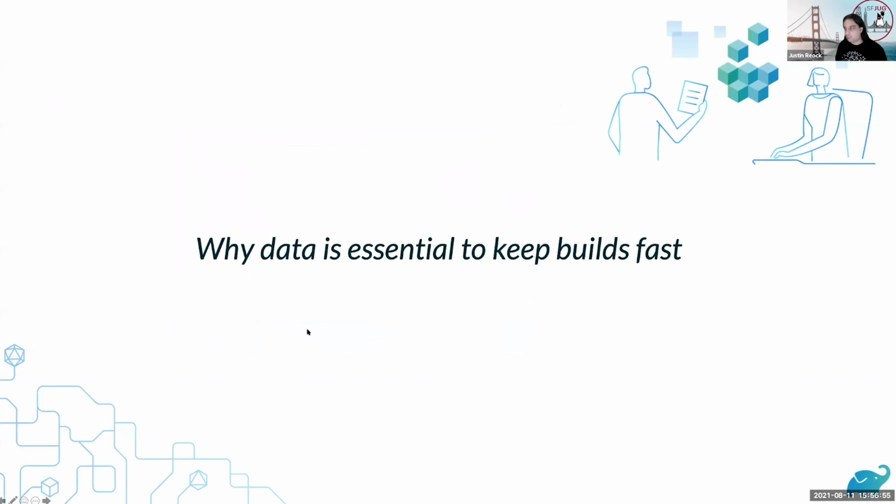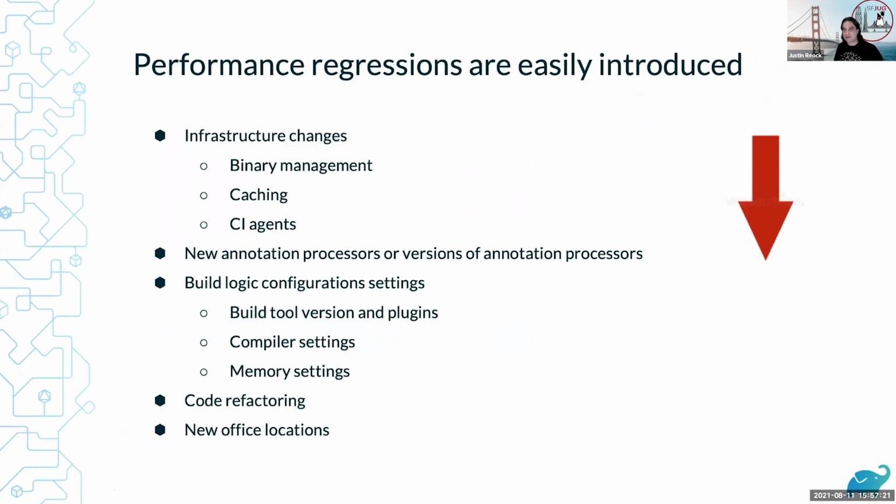Okay, so we now know that feedback cycles are really important to keep things fast. Fast feedback cycles are part of making sure that developers can maintain a creative flow. But what about making sure that over time, all of the success we have with our great enterprise application doesn't lead to performance regressions, right? Why is keeping data essential to keeping our builds fast? Well, because performance regressions are very easily introduced, right? Infrastructure changes, new annotation processors, versions of annotation processors, changes in the build logic configuration itself, code refactoring, even office locations changing geographically can introduce regressions.